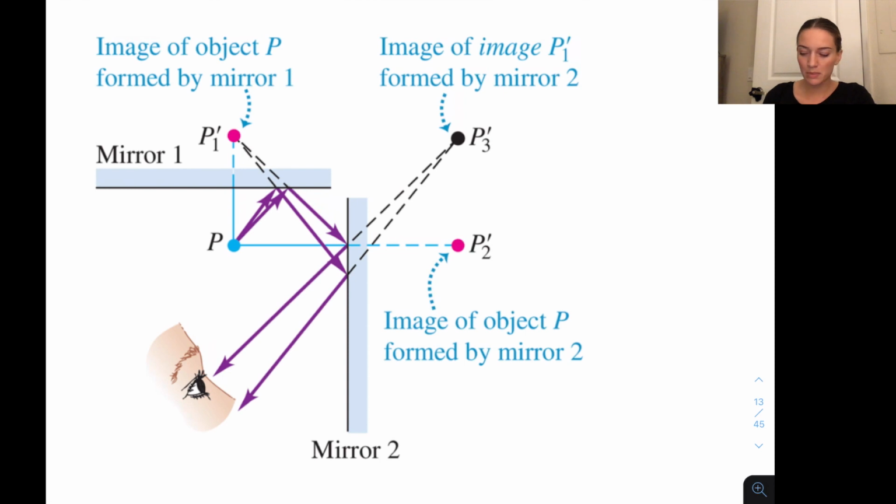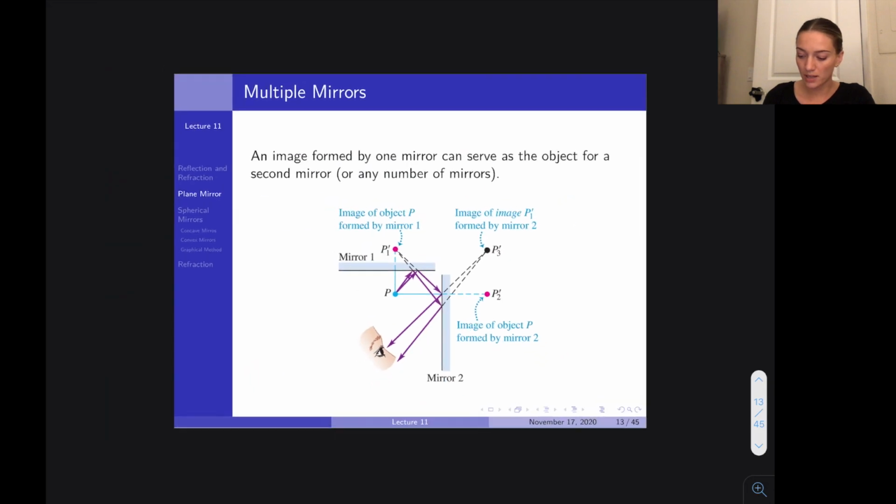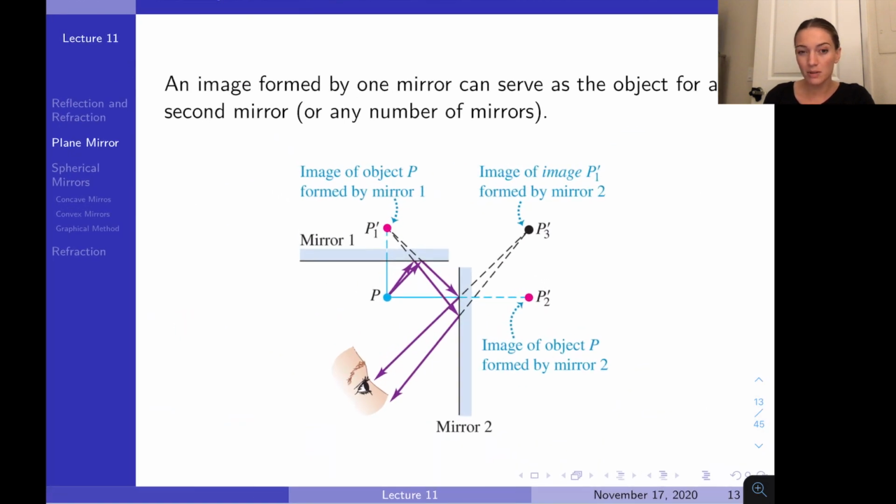So that's just something to keep in mind. Sometimes you might have multiple mirrors or multiple lenses when we do lenses on Thursday, and the image of one might serve as the object for another, so that's just something to keep in mind. We're not going to do any explicit examples with that today, but we definitely will on Thursday.